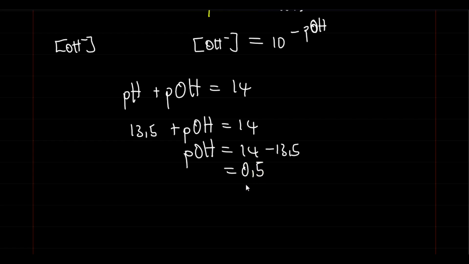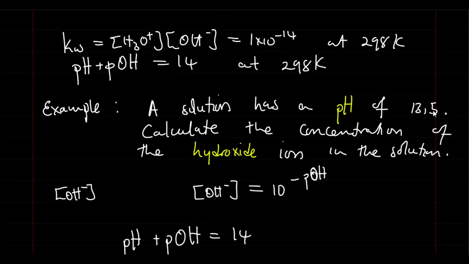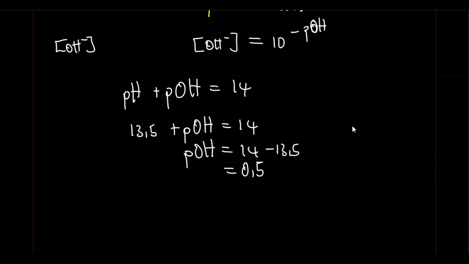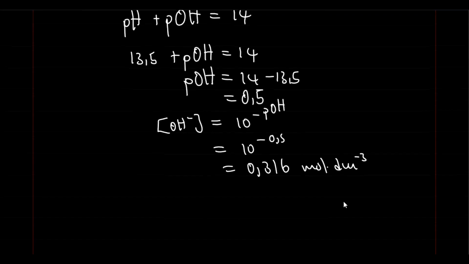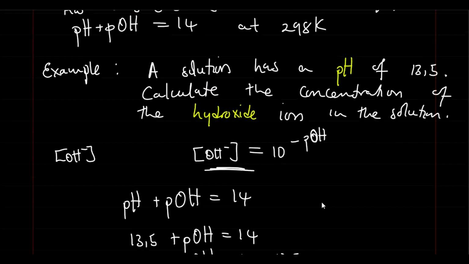So what does a pOH that is less than 7 imply? It implies that our solution is alkaline, okay? And then a pH of greater than 7 also implies that our solution is alkaline. So now that I have pOH, I can proceed to use this, okay? So now I say OH minus is equals to 10 exponent negative pOH, and then I substitute my pOH value, which is 0.5. Then when I press my calculator, I get a concentration of 0.316 mole per decimeter cube.